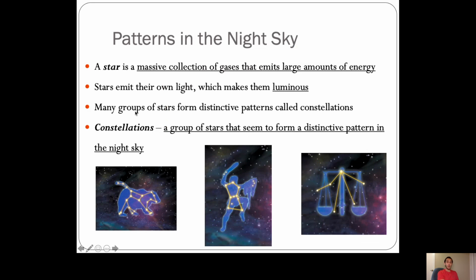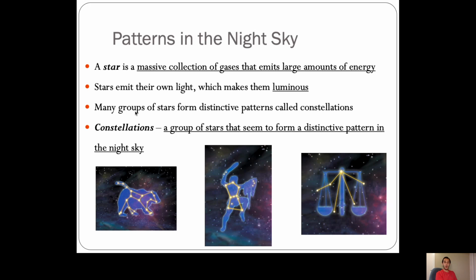Okay, so we look up at the sky, we see patterns. I told you in the last lesson that the earliest astronomers, before we even had telescopes, or even really the kind of technology we associate with astronomy today, were following patterns. They were looking at patterns in the night sky. Now, before we talk about those patterns, we have to talk about what a star is. We have a star in our solar system. We call it the sun, but there are lots of stars out there. We talked about that in the last lesson.